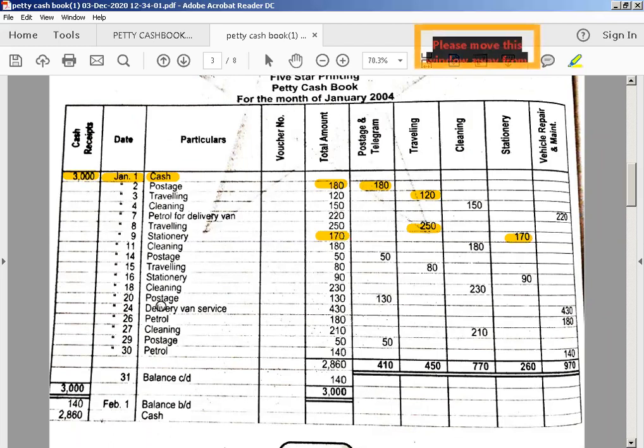And then we have stationery of rupees 90 in the total column, and then in the stationery column, this one, you can see the column should be correct. Then cleaning is 230, it should be in the total column and then in the cleaning column, clear?